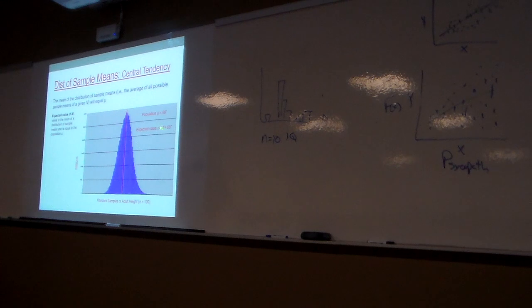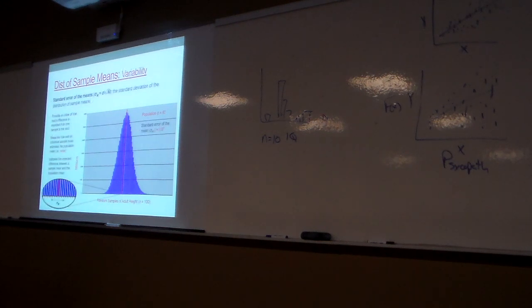Okay? So here, if we say this is random samples of adult height, of sample size 100, if I were to, in the U.S., go through and take all possible samples of 100 that I could, plot out those means in a frequency distribution, the mean of that frequency distribution would be equal to the actual population value that we're interested in. And then the variability, right?